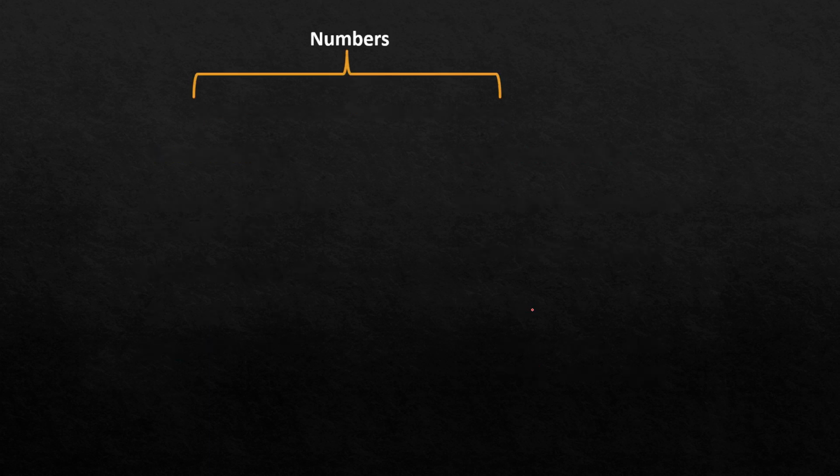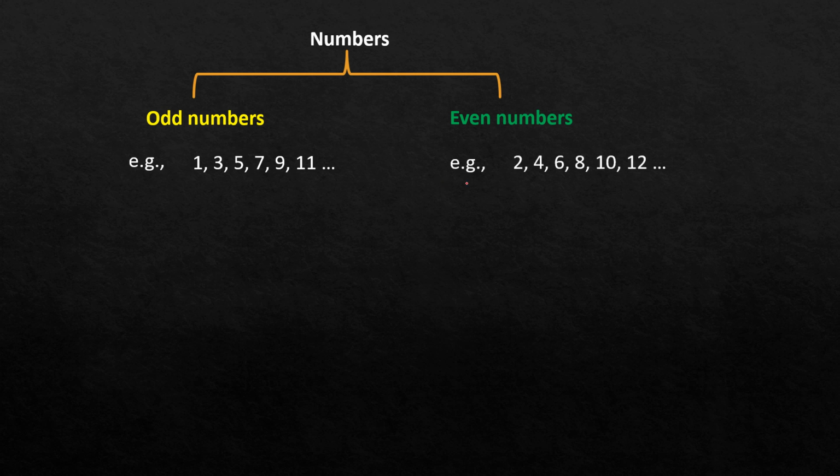Another way of classifying numbers would be to call them as even numbers and odd numbers, or odd numbers and even numbers. So what are odd numbers? Examples for odd numbers are 1, 3, 5, 7, 9, and 11. The difference is always 2. So these are called odd numbers. And even numbers, examples 2, 4, 6, 8, 10, 12. Again, here the difference is also 2.